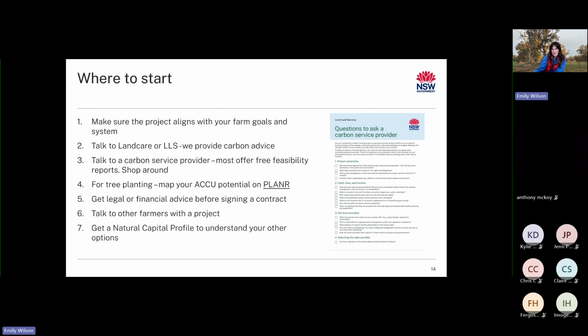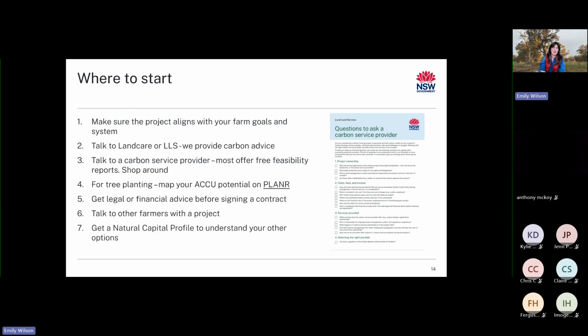So just quickly, we're getting to the end now, which is good because we're almost running out of time. Where to start? Make sure the project aligns with your farm goals and your farming system. Talk to Landcare or LLS, who can provide free carbon advice and access to resources like the one that's on the screen there.